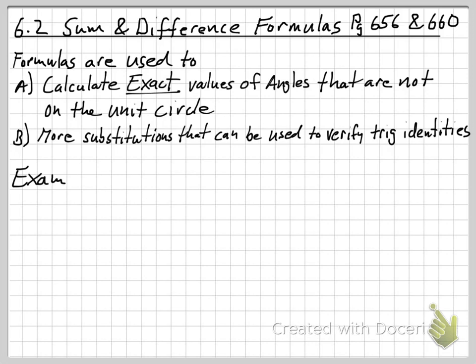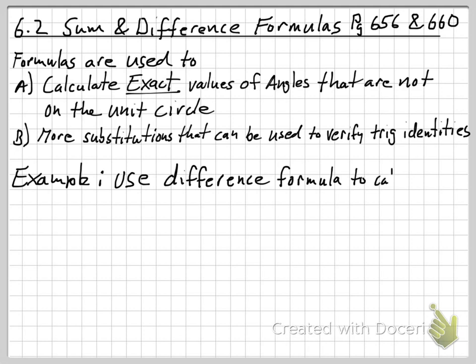The best way to get into this is to just do an example of what we're going to do in part A. I'm going to use the difference formula to calculate the exact value of an angle that is not on the unit circle. Let's start off with this expression right here, cosine 15 degrees. This is an example problem you should probably have in your notes. Obviously 15 degrees is not on the unit circle, and yes, I know we can just punch it into our calculator, but it says the exact value.